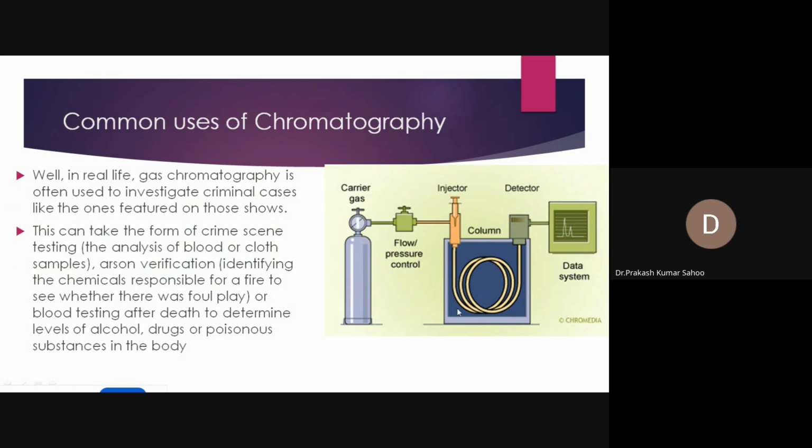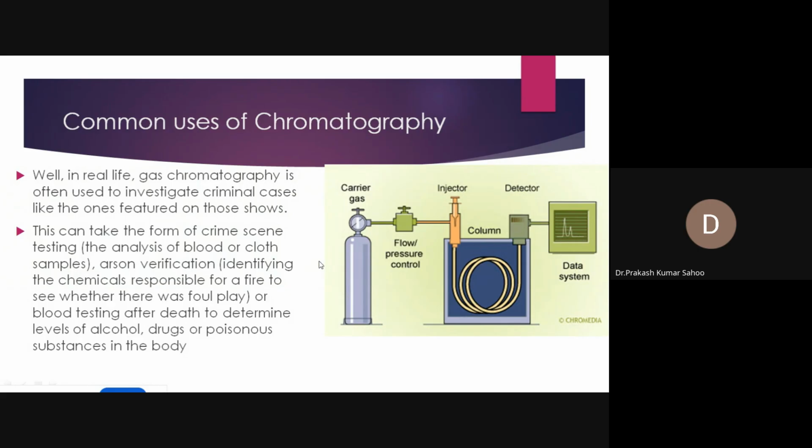When the sample is injected, depending upon their attraction or their attachment towards the solvent, different components get separated one by one, and they are decoded or recognized using this detector. And we have a monitor here which will show the number of components or the type of components the sample has.